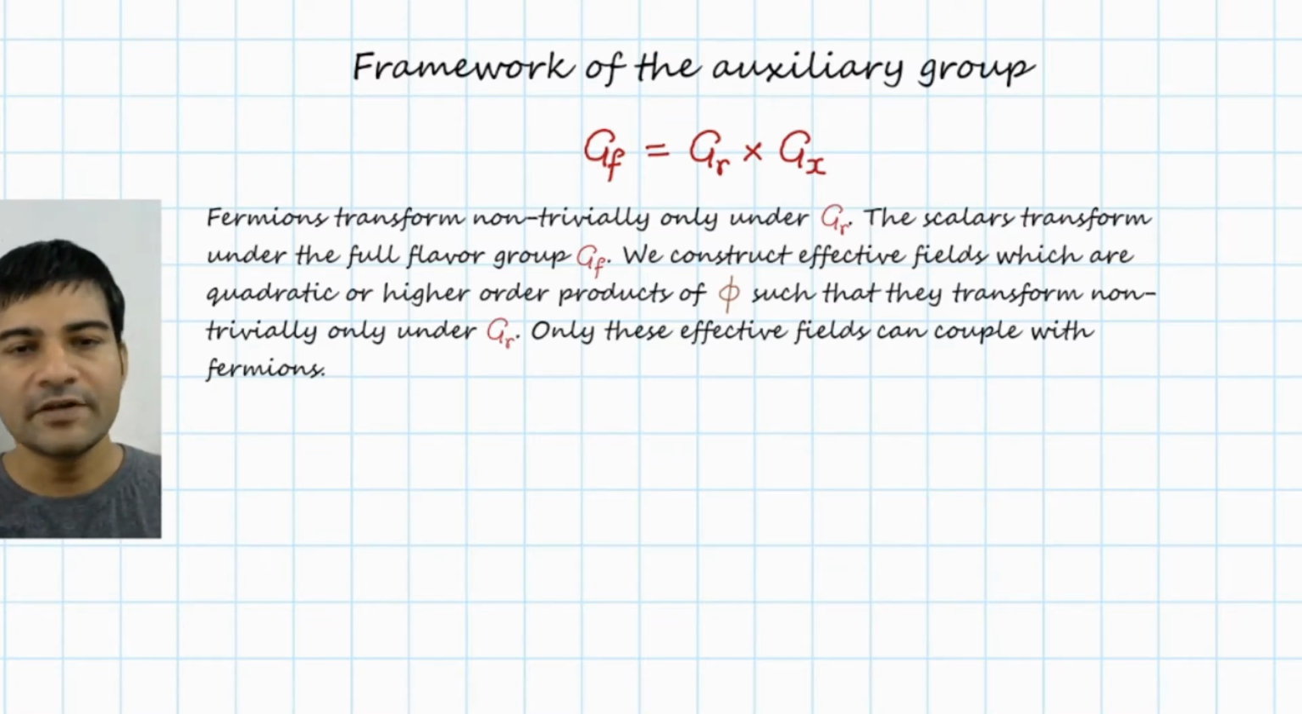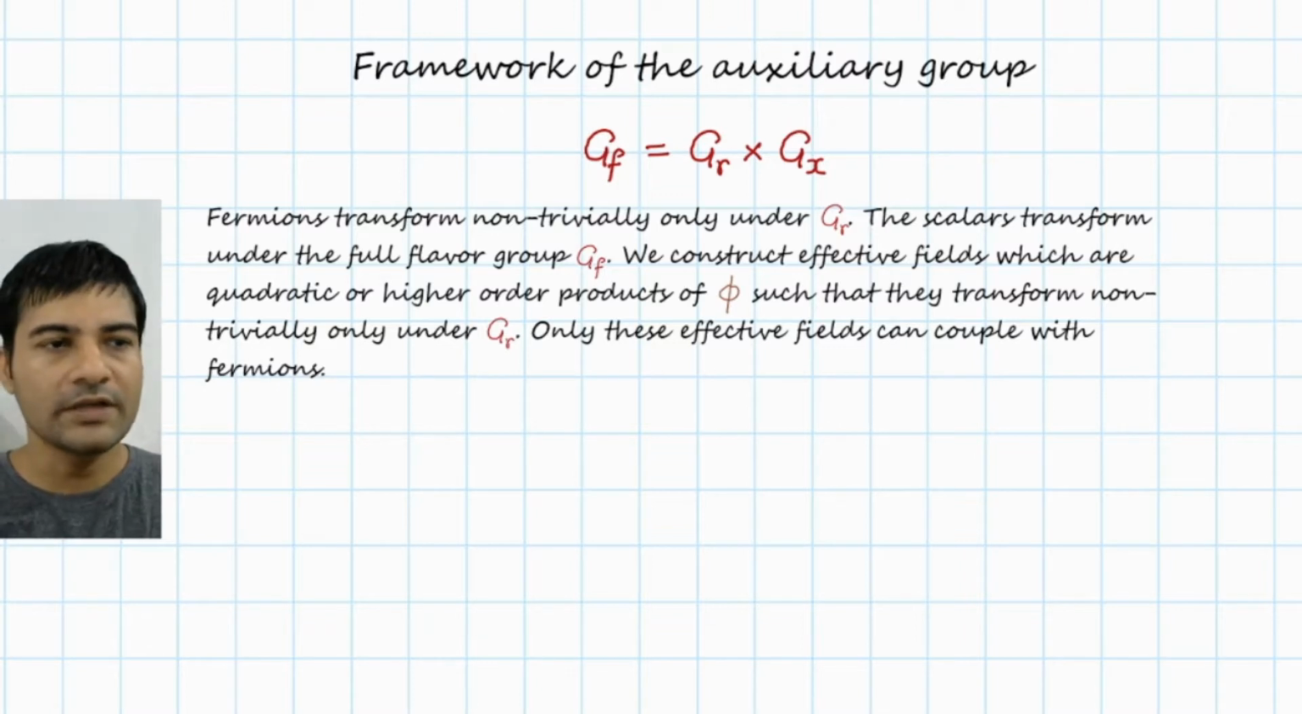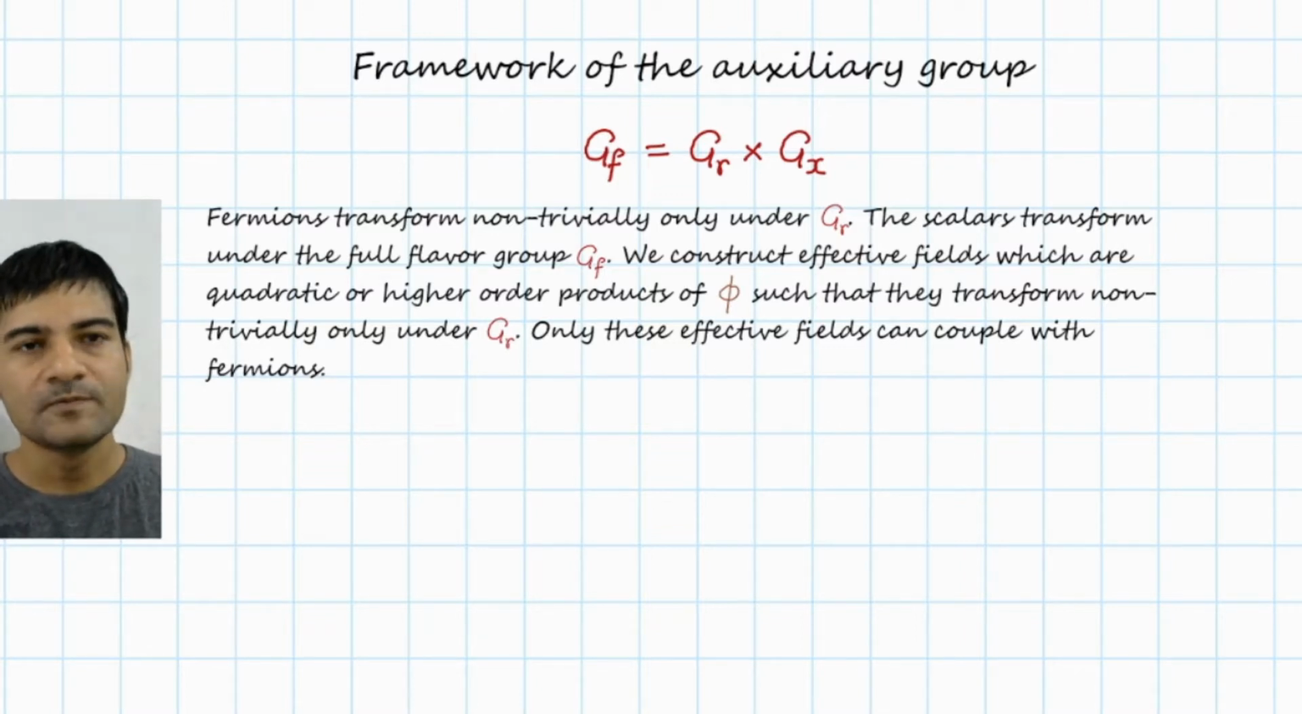Therefore, in the fermion mass terms, the scalar field cannot couple as linear terms. We call phi the elementary field. We construct effective fields which are quadratic or higher order products of the elementary field, such that these effective fields transform non-trivially only under GR. So these effective fields can couple with the fermions and thus we construct the mass terms.